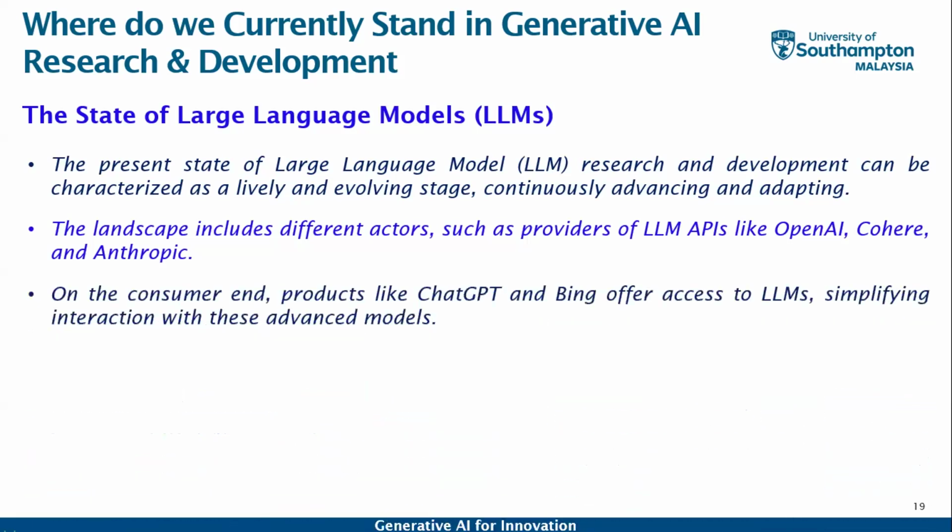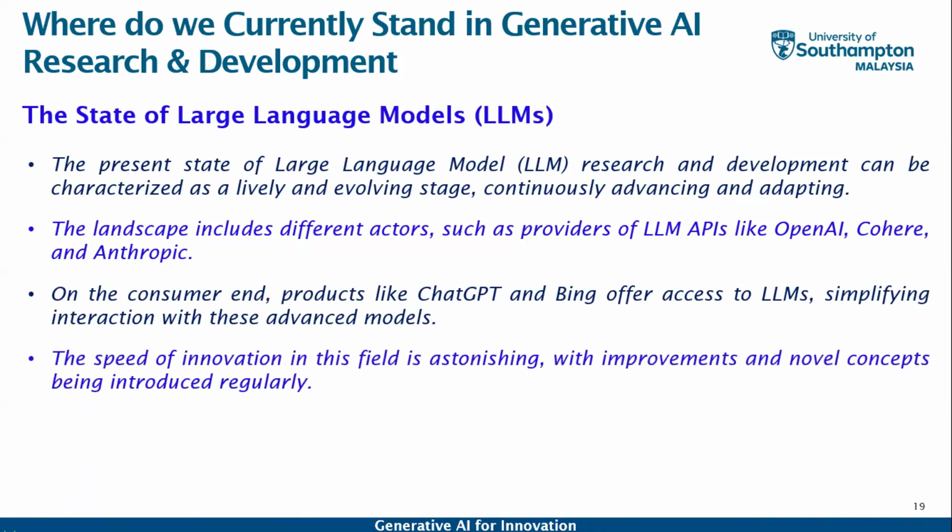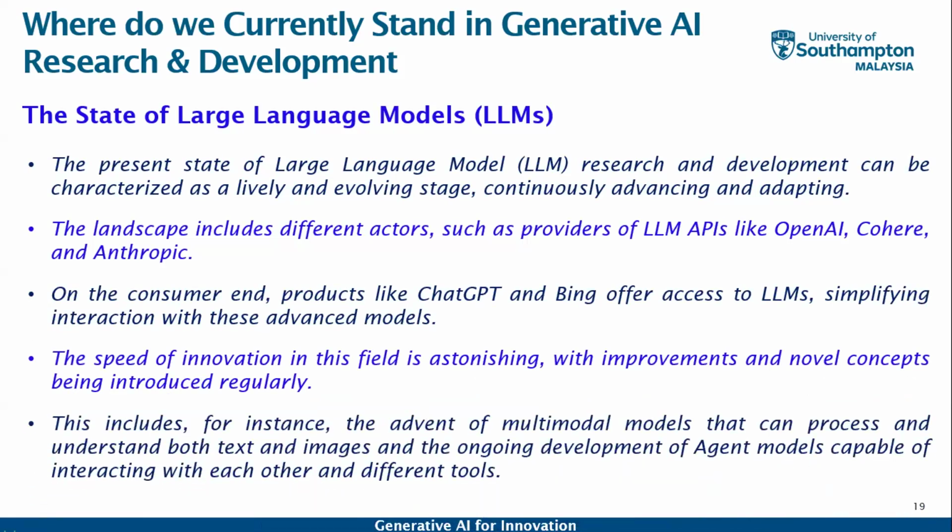Consumer products like ChatGPT and Bing offer access to LLMs, simplifying interaction with their advanced models. So why can't we come up with a particular sector with a particular LLM? How can we do that? People are already working on it and using it, and many companies are looking to move in this direction. This is the present stage. I will show you the global market and how they're looking, up to 2031.